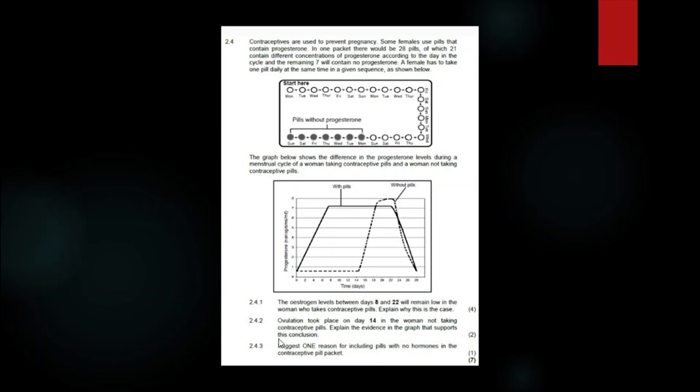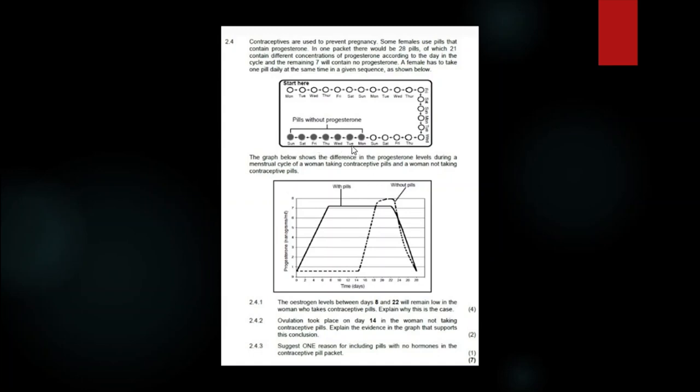Now let's look at the graph. The increase in progesterone level indicates that the corpus luteum has been formed. Now that's your answer. Let's look at the last question. Suggest one reason for including pills with no hormones in the contraceptive pill packet. So that women will stay in the habit of taking a pill every day and they will not forget to take the progesterone containing pills. Or the answer could be to allow menstruation to occur.